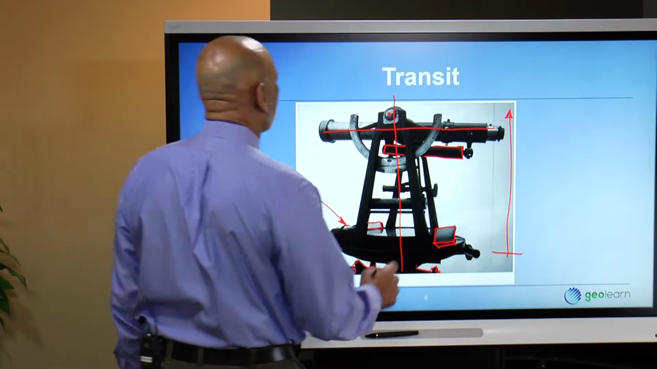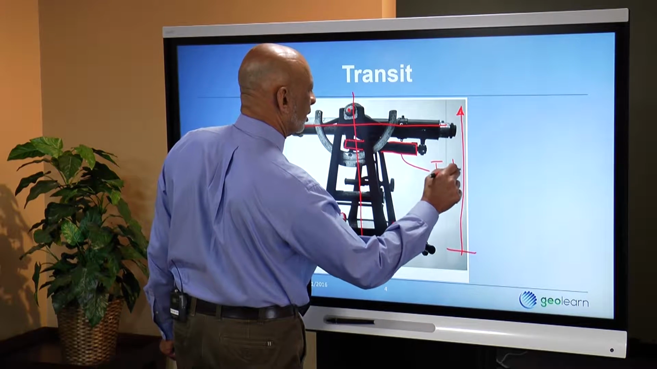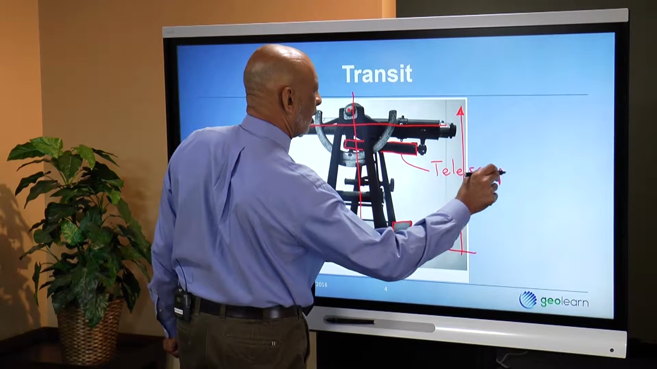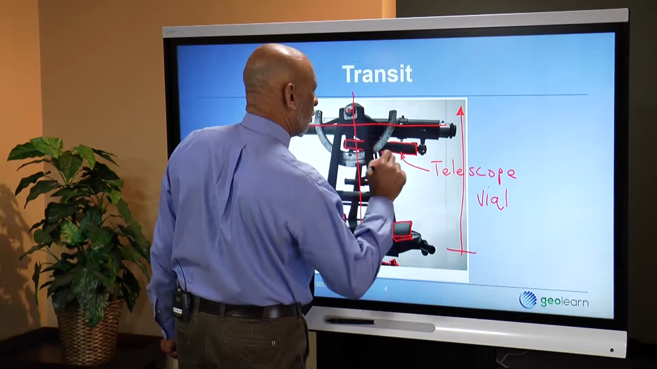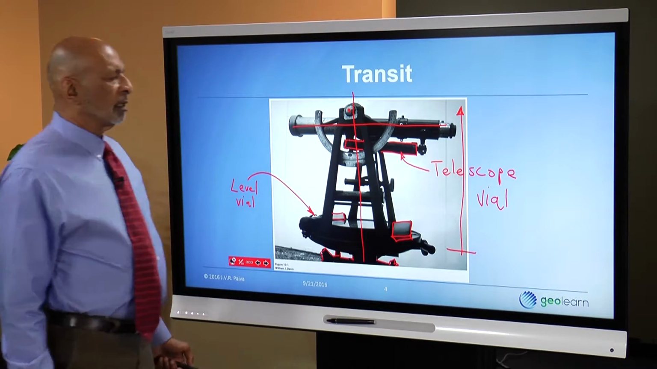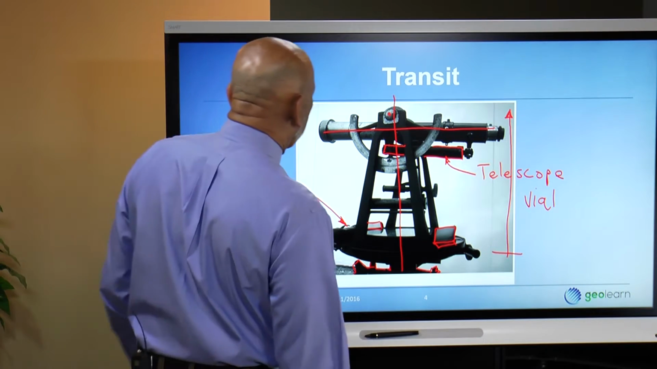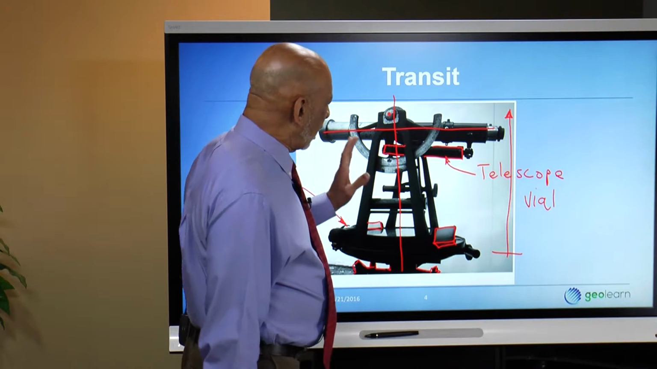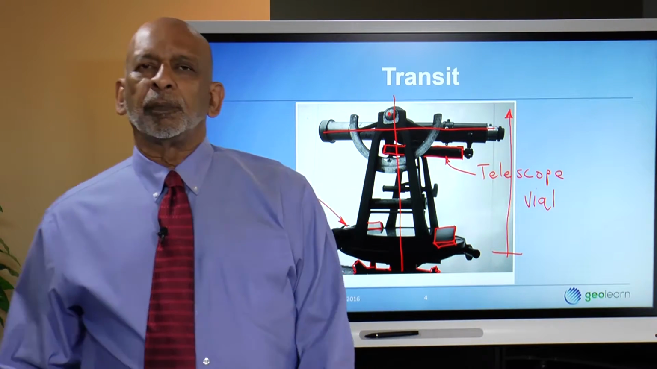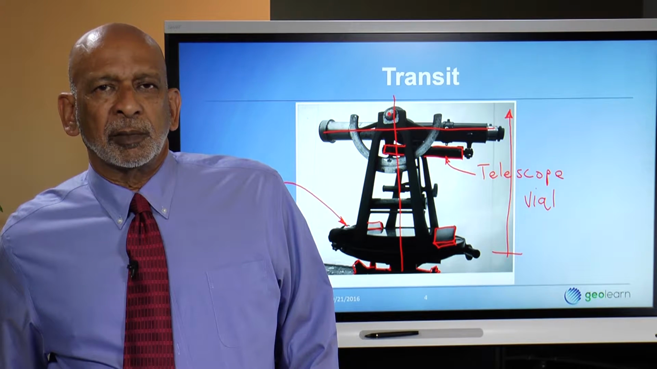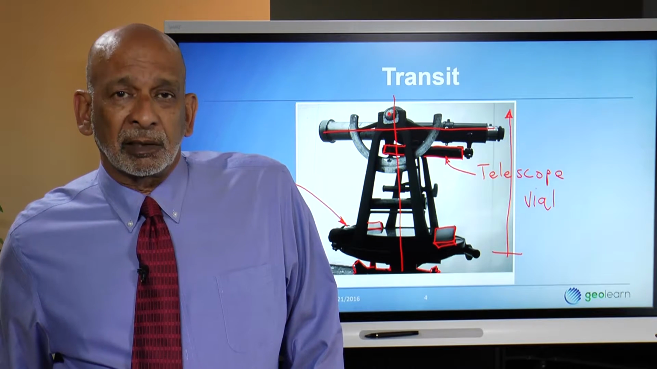This is why we have a telescope vial. So this is the telescope vial, which allows you to level up the instrument or the telescope very accurately. And why is that? Well, it turns out that to measure horizontal angles accurately, you need to do a pretty good job of leveling up your instrument. But to measure vertical angles accurately, you need to do an even better job.